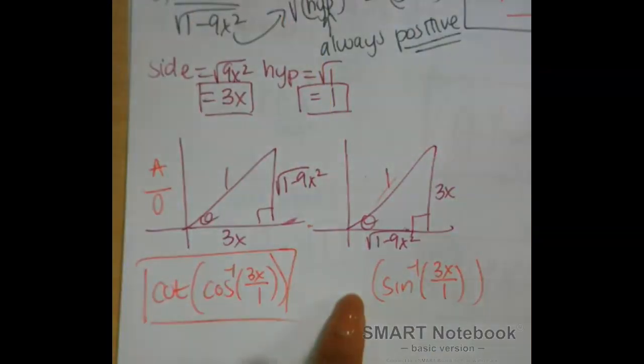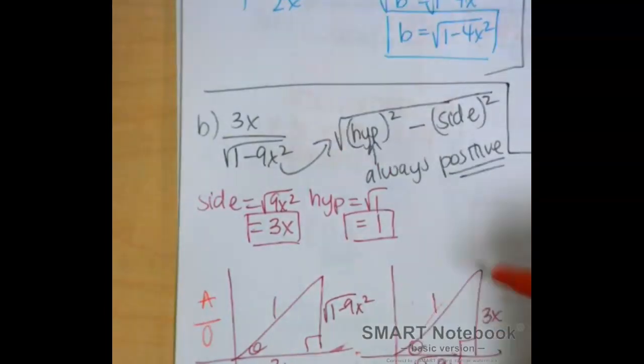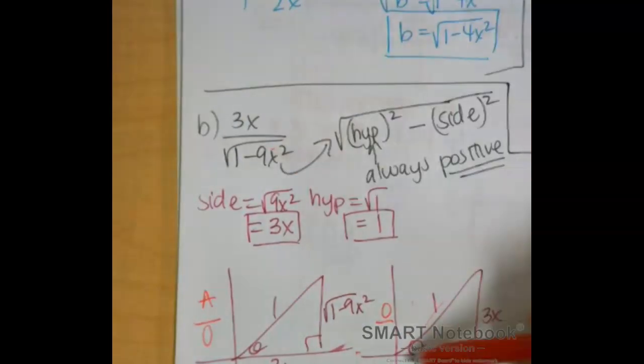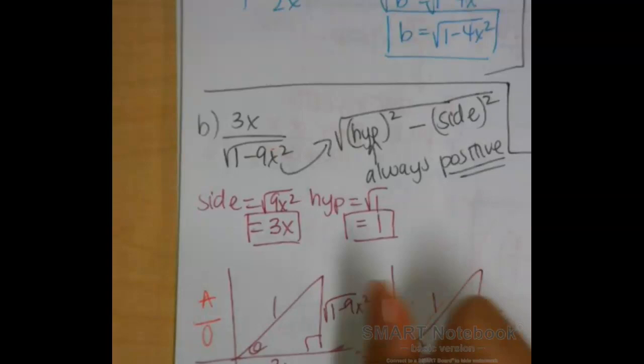How do I get the trig function in front? What do I have to look at again? The original. You look at the question they gave you. So the 3x in this triangle is now opposite. The square root of 1 minus 9x squared is now the adjacent. Oh, that one's easy. Opposite over adjacent, that's just tangent.